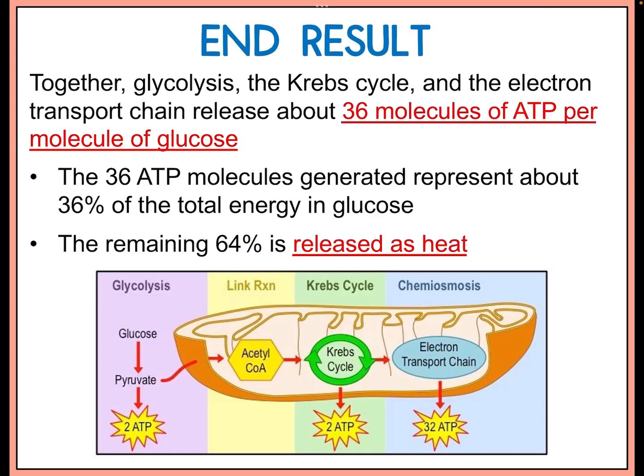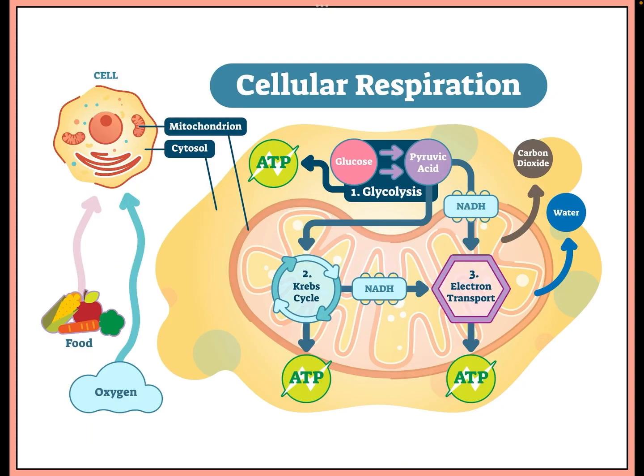The inner mitochondrial membrane contains enzymes called ATP synthases that rotate when hydrogen ions move through them across the membrane. With each rotation, it attaches a phosphate group to ADP to generate ATP. The electron transport chain yields about 30 to 32 molecules of ATP per molecule of glucose.